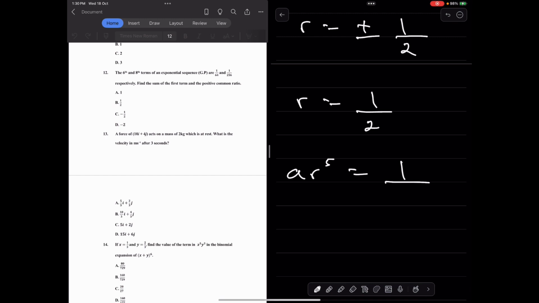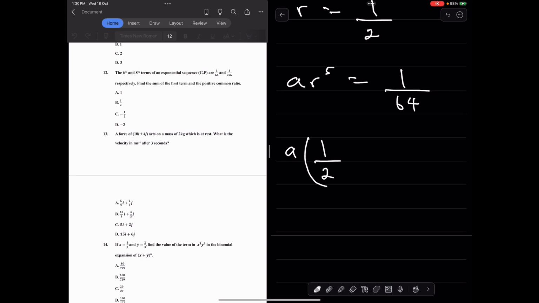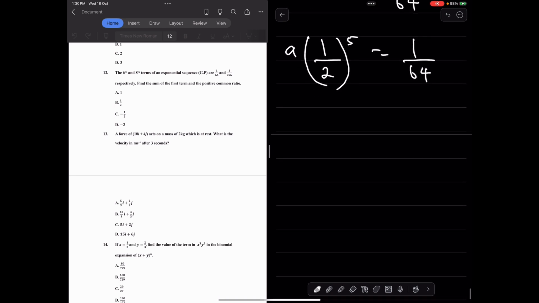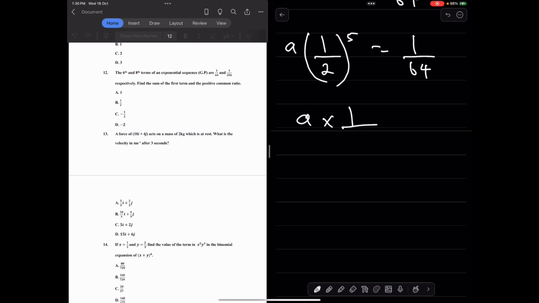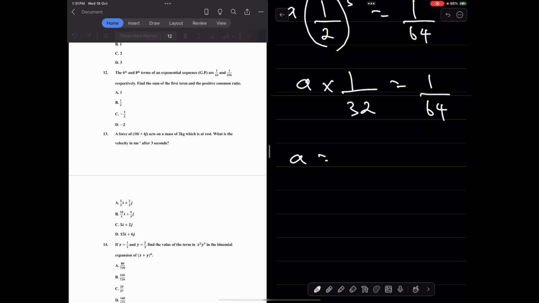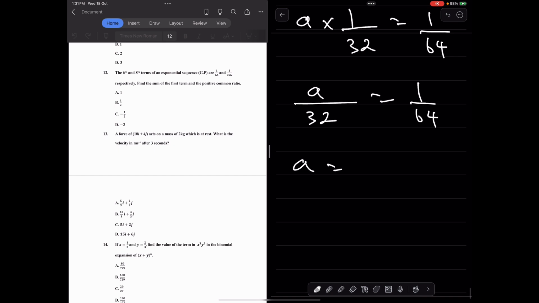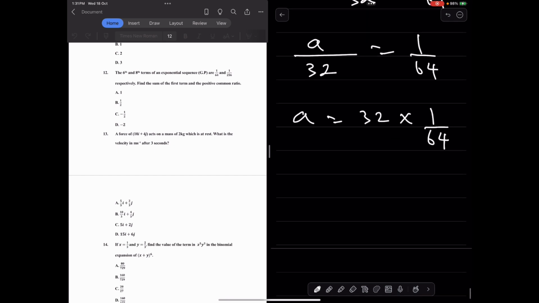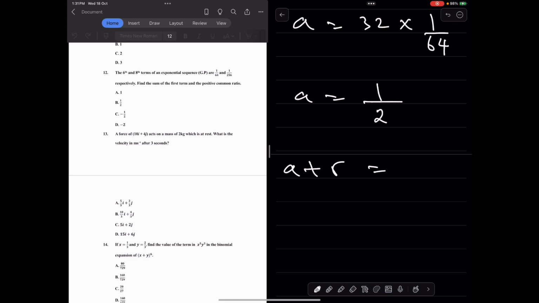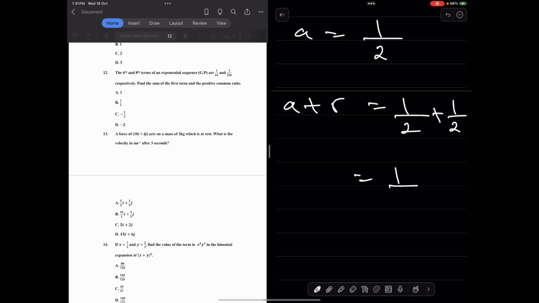Now, how do I find A? AR raised to the power 5 equals 1 over 64. That simply means A times 1 over 2 raised to the power 5 equals 1 over 64. So A over 32 equals 1 over 64. And that means A equals 32 times 1 over 64, which means A equals 1 over 2. So therefore, the sum of the first term and the positive common ratio is A, which is 1 over 2, plus the positive value of r, which is also 1 over 2. So that's equal to 1. Yeah, and the correct option is A.